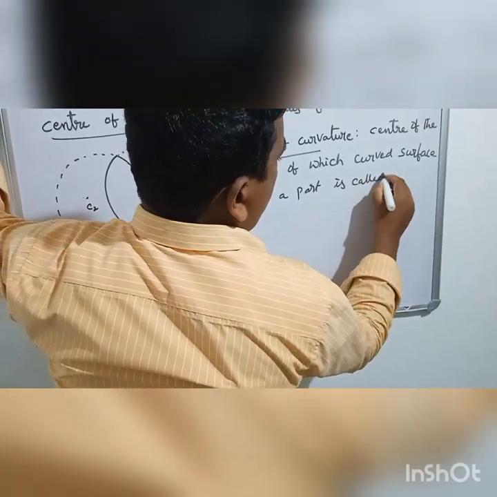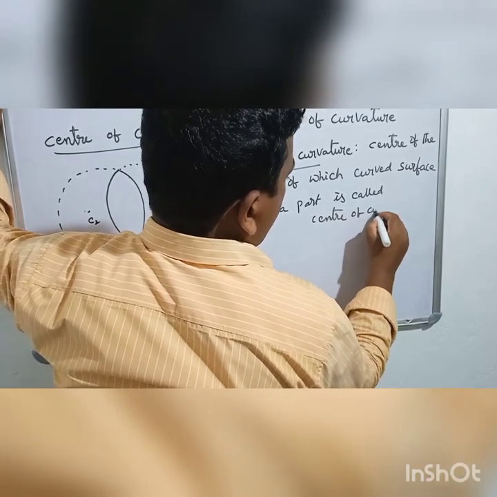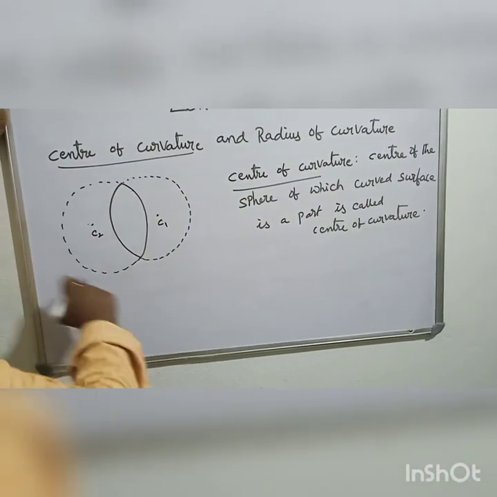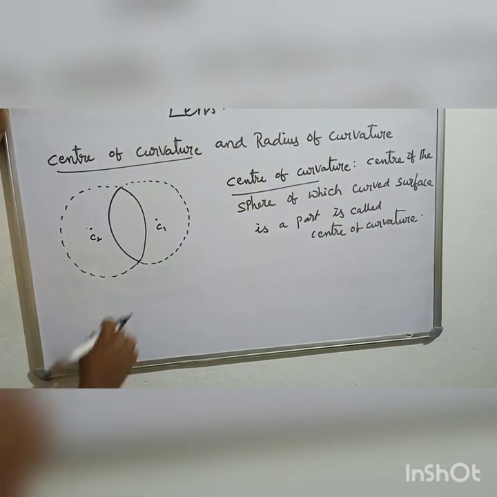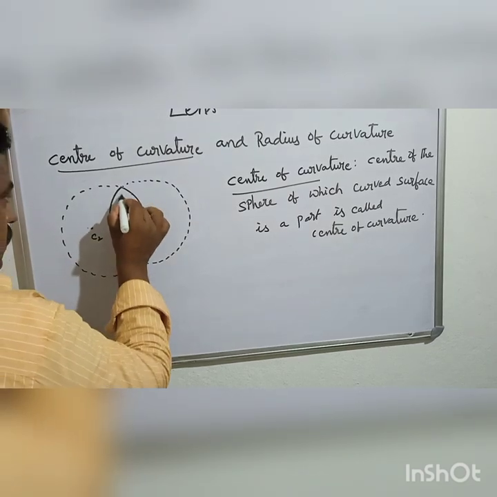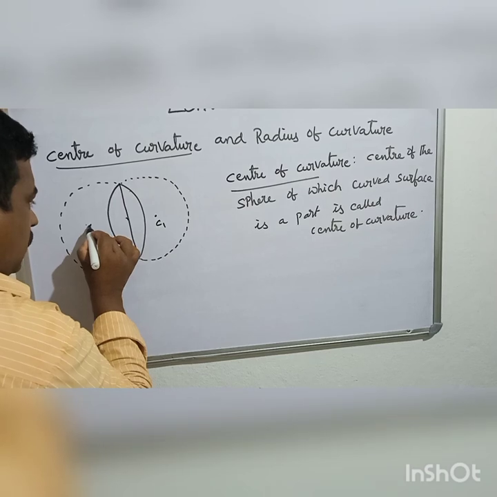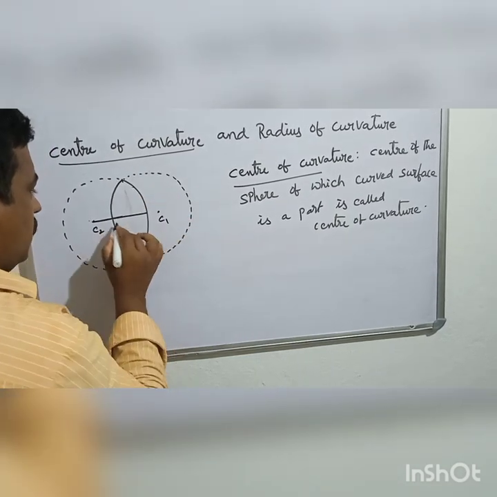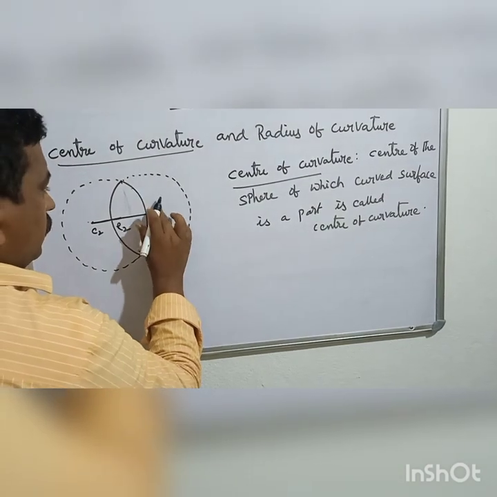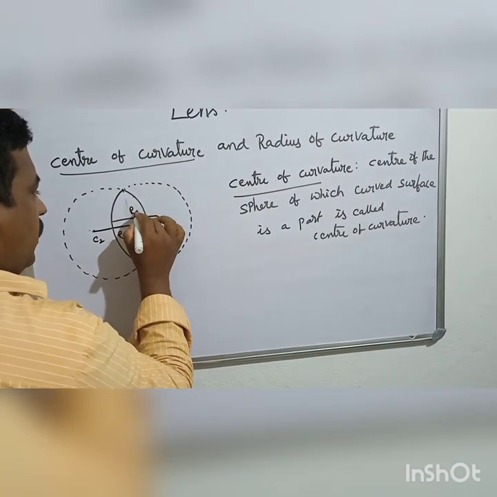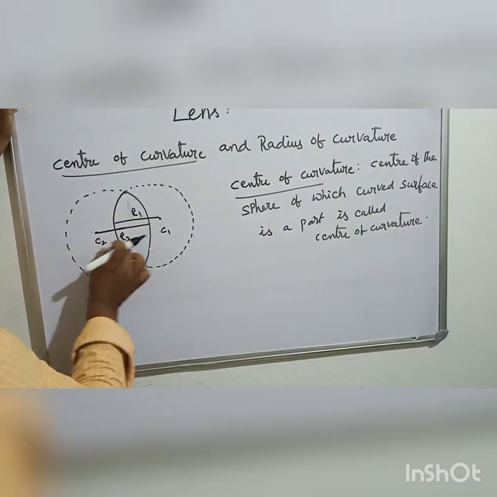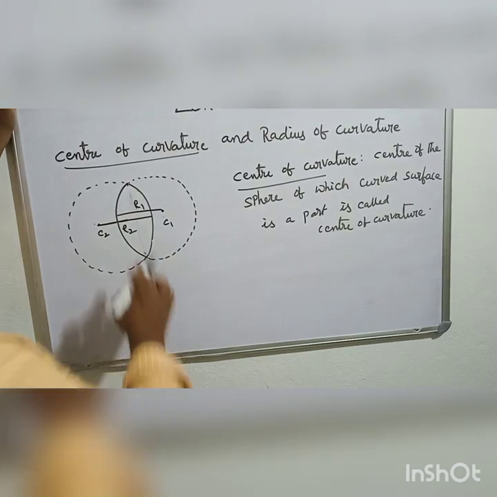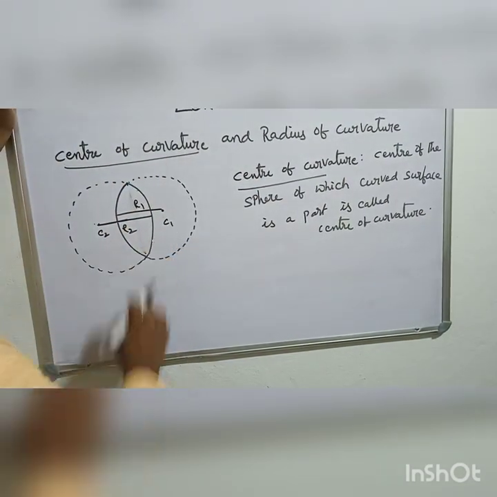Is called center of curvature. See here, this is the center of curvature. Here this is the optic center. From this center to this surface is the radius of curvature R1. So the distance between the center and the sphere's edge is the radius of curvature. R1, R2 are radii of curvature. C1, C2 are centers of curvature.